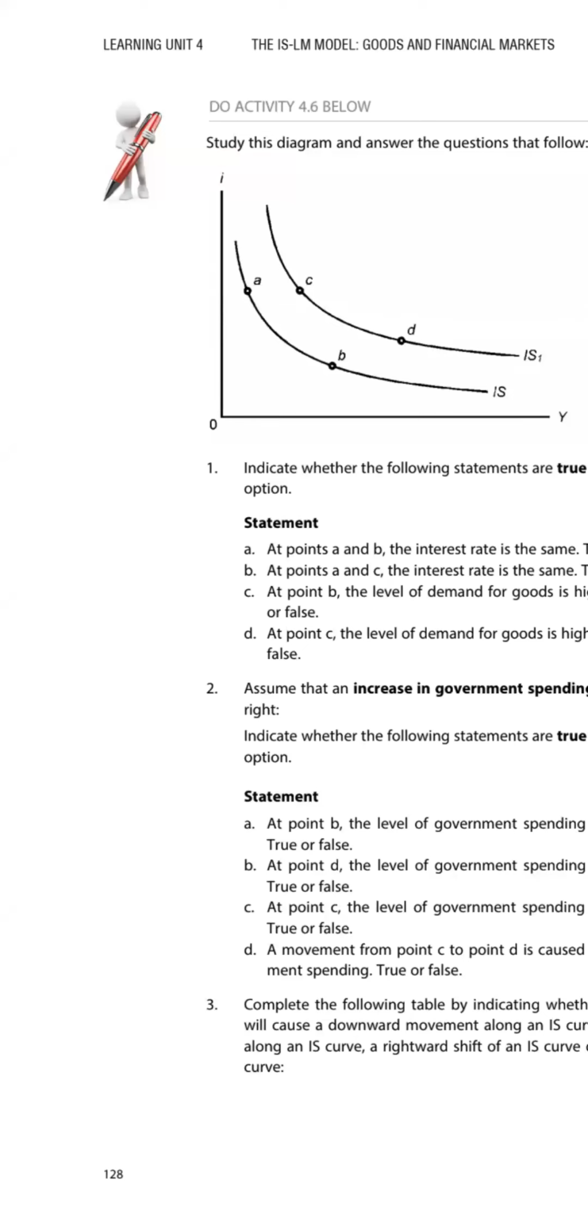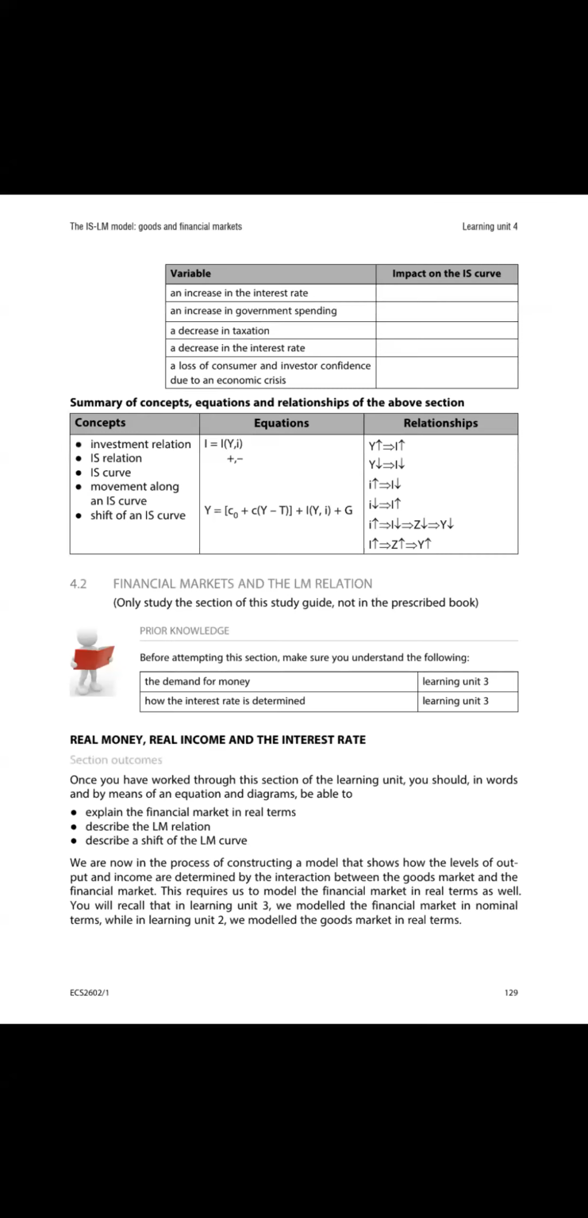But a movement from A to B is definitely going to be caused by the interest rates. C to D is going to be caused by the interest rates there. All right, so in summary, that's what you have there.